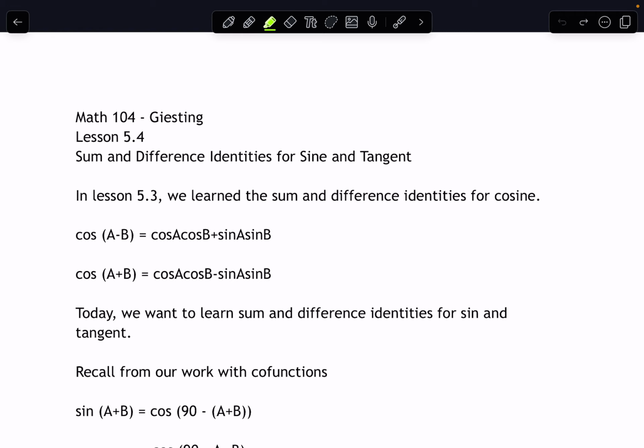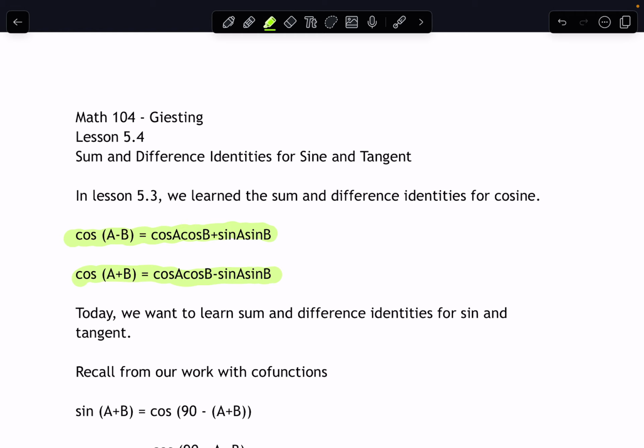Class, today we want to continue our work with the trigonometric identities, and we want to learn some of the new identities for addition and subtraction. Yesterday we learned the sum and difference identities in lesson 5.3. That being that the cosine of a minus b is the cosine of a cosine of b plus sine a sine b. And cosine of a plus b is cosine a cosine b minus sine a sine b.